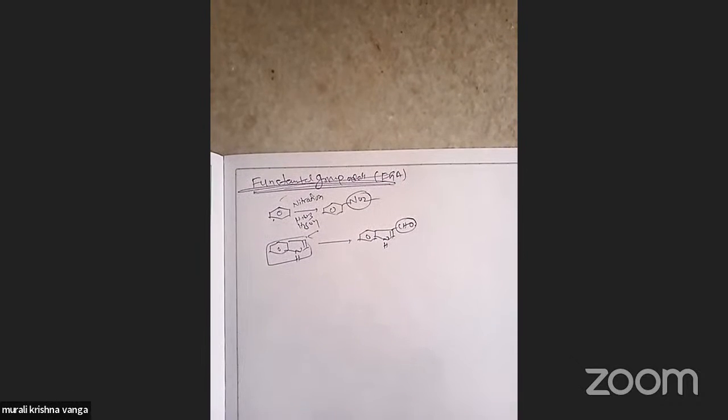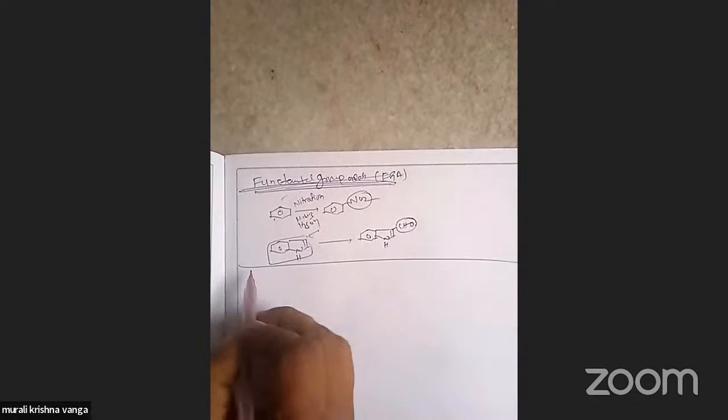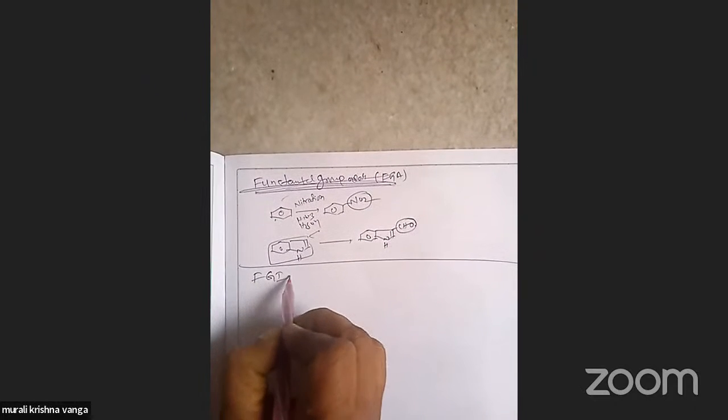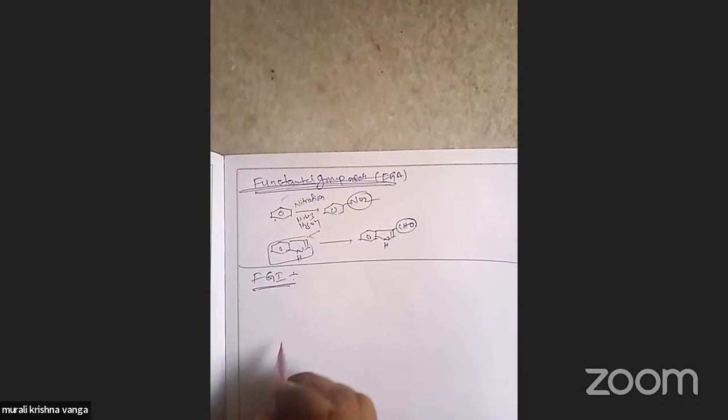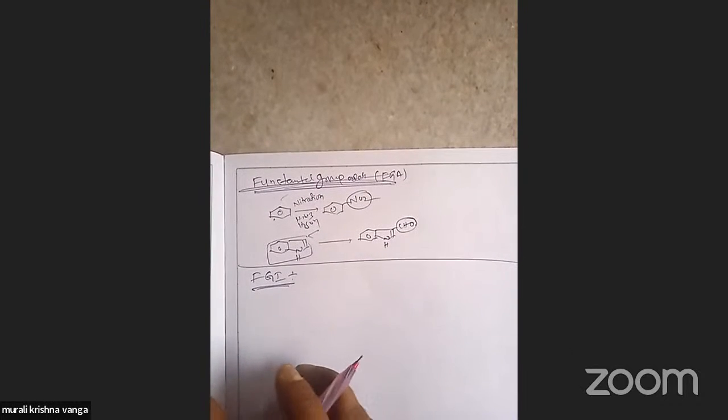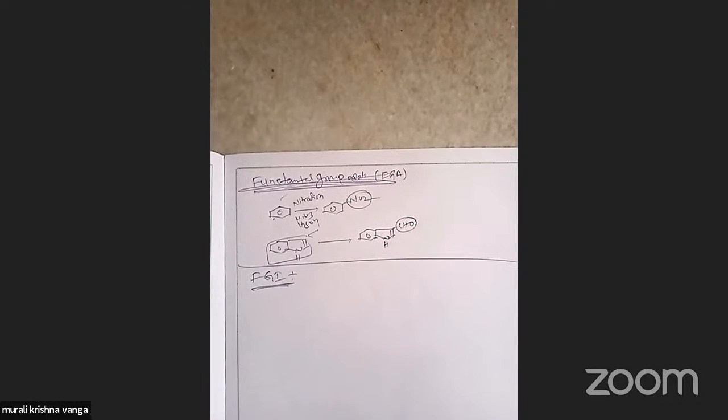The next one is functional group interconversion, FGI. Conversion of a functional group from one form to another form is called functional group interconversion.